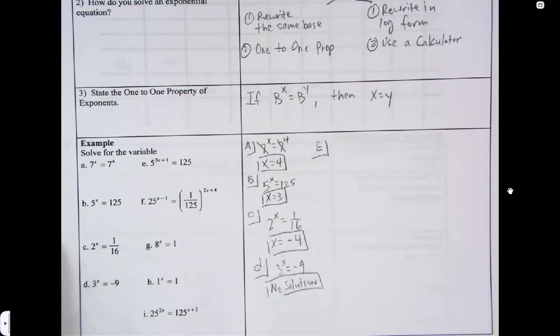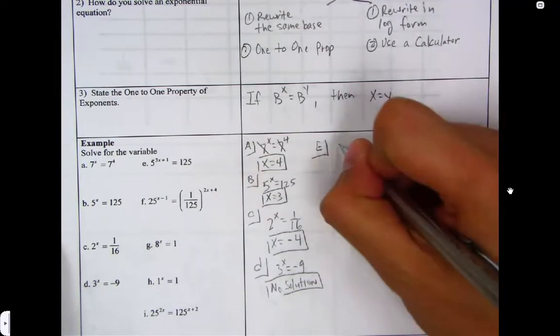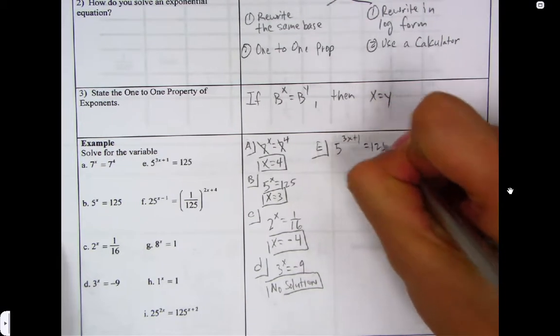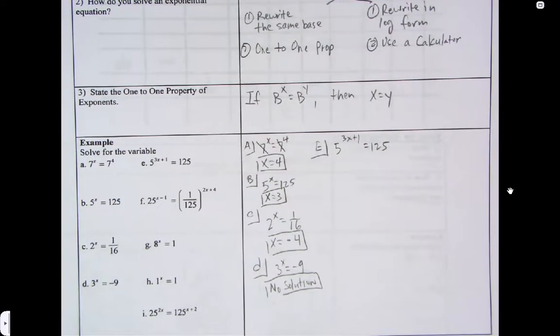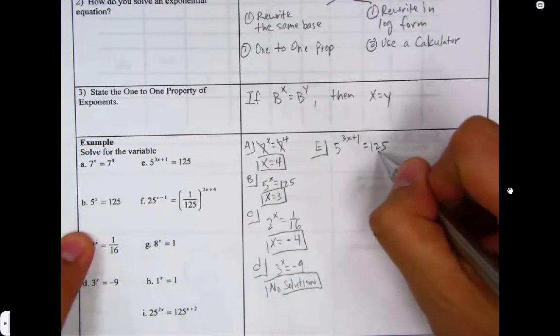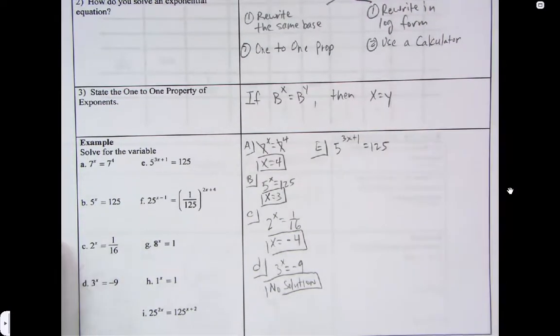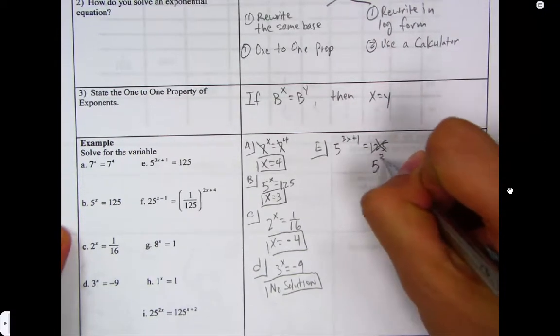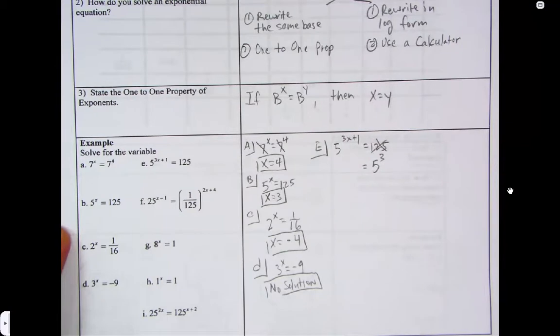E, 5 to the 3x plus 1 equals 125. So now we're going to have to start writing work. We're going to change the bases to the same base. So 125 can actually turn into 5 cubed. I'm going to bring this down.